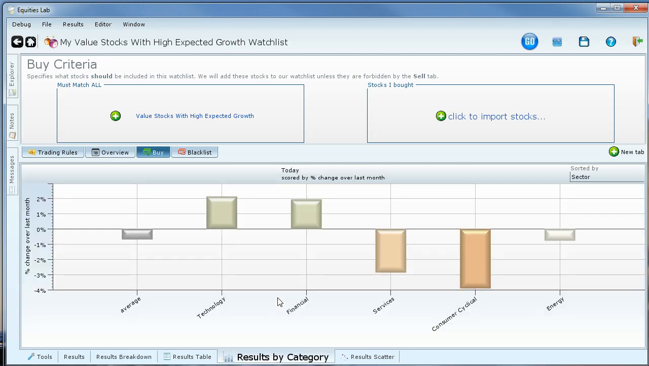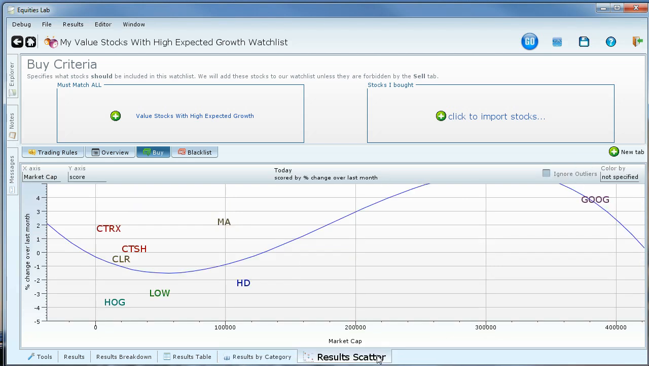Now the results table is a bar graph that displays sector on the x-axis as well as price performance on the y-axis. Now I can change the x and y-axis to be virtually anything I want. And the scatter chart essentially does the same thing, but it plots each individual stock on the graph. And again, I can change the x and y axis to be virtually anything.